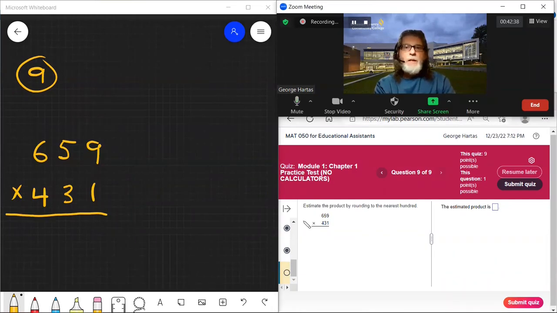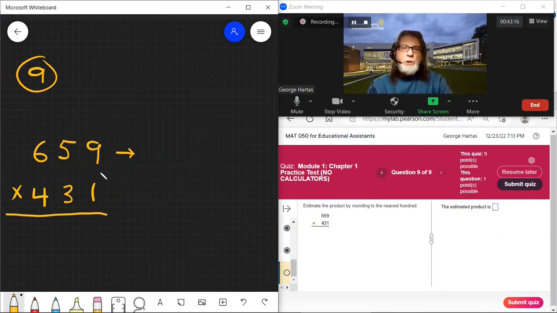Question 9. Estimate the product by rounding to the nearest 100. What we have to do here is round first, then multiply. This is a common mistake: do not multiply first and then round the answer. You have to round first and then multiply. Round to where? The nearest 100. So let's round and put our rounded answer here.